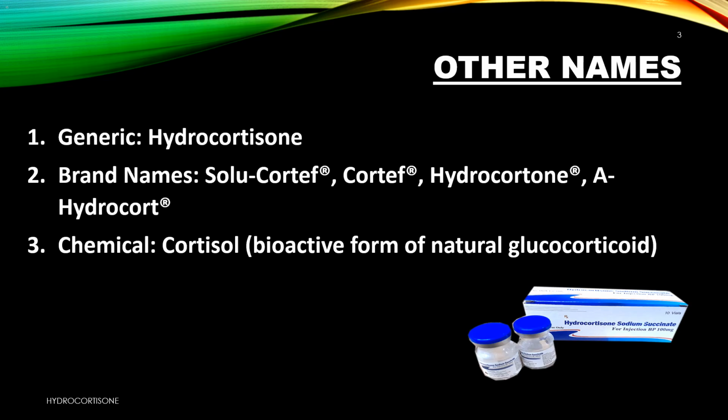Other names for hydrocortisone. 1. Generic. Hydrocortisone is the generic name for this medication, widely used in various formulations and brand names. 2. Brand names. Hydrocortisone is marketed under several brand names, including Solu-Cortef, Hydrocortone, and A-Hydrocort, each with specific formulations and uses. 3. Chemical. Hydrocortisone is also known as cortisol, the bioactive form of the natural glucocorticoid hormone produced by the adrenal gland, playing a crucial role in regulating metabolism, immune response, and stress response.